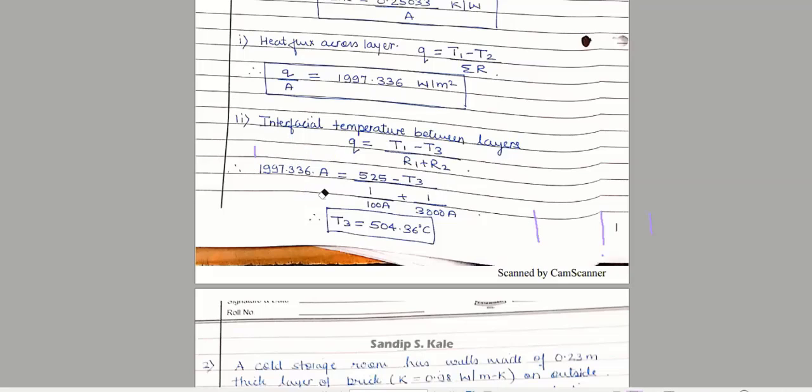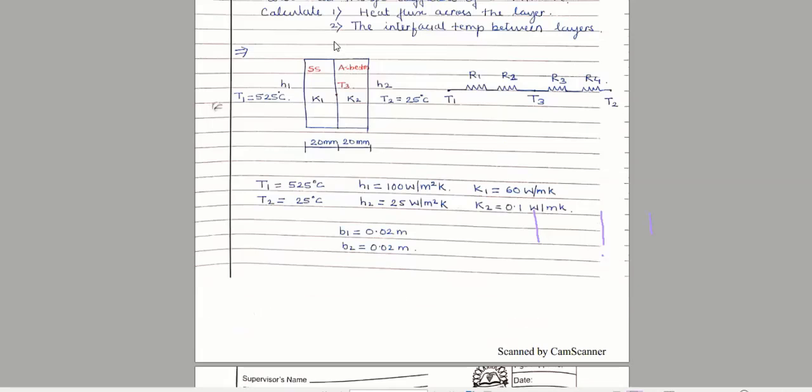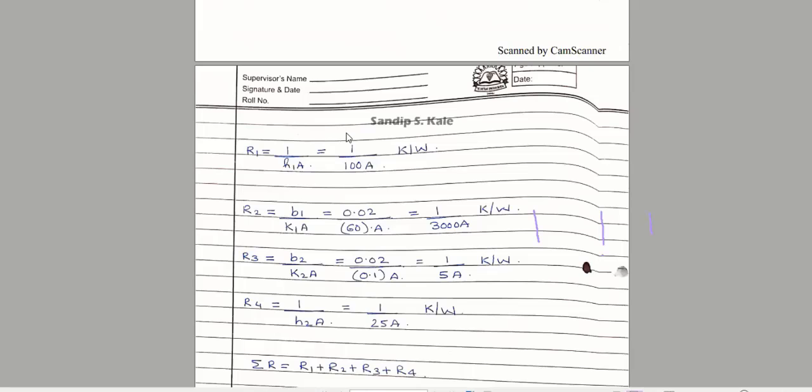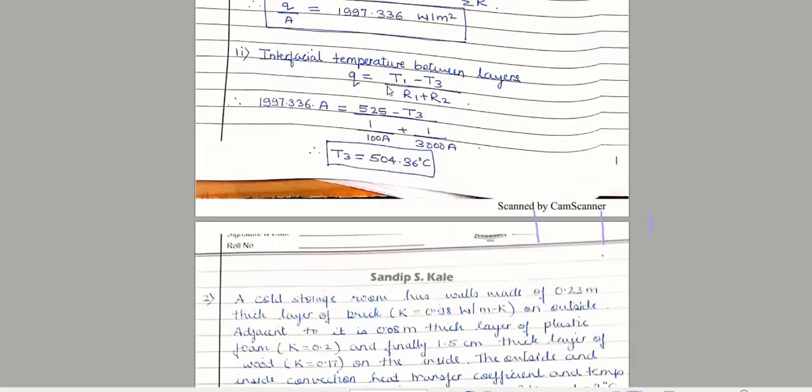Why only two resistances? Because we are supposed to find the temperature for this line only, not beyond this line. How many resistances are there before this line? This is the first resistance and this is the second resistance. That's why we have written Q is equal to T1 minus T3, that is delta T, divided by summation R, that is R1 plus R2. So now you know Q.